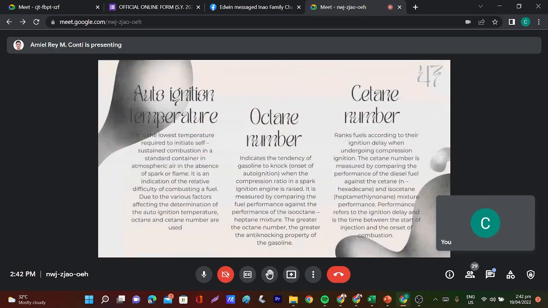Auto-ignition temperature. It is the lowest temperature required to initiate self-sustained combustion in a standard container in atmospheric air in the absence of spark or flame. It is the indication of the relative difficulty of combusting a fuel. Due to the various factors affecting the determination of the auto-ignition temperature, octane and cetane numbers are used. Ito po yung the lowest temperature para po mag-self-combust po yung fuel. Okay.